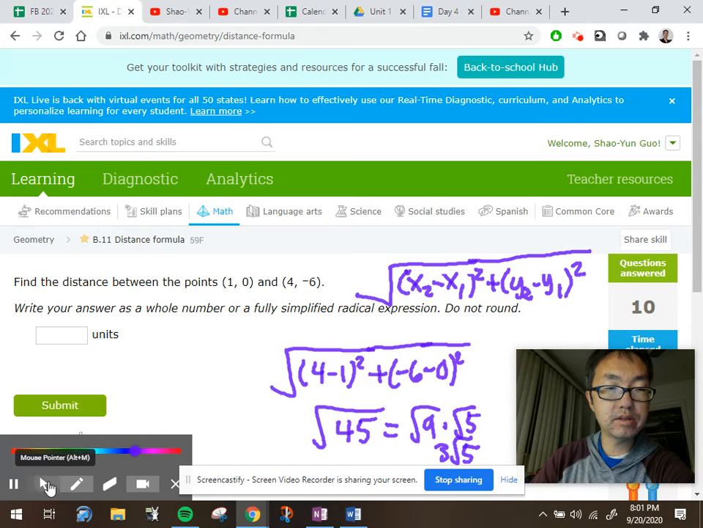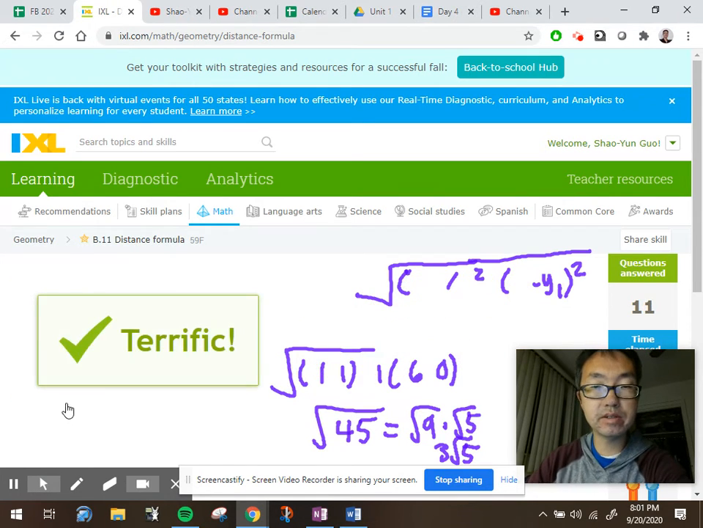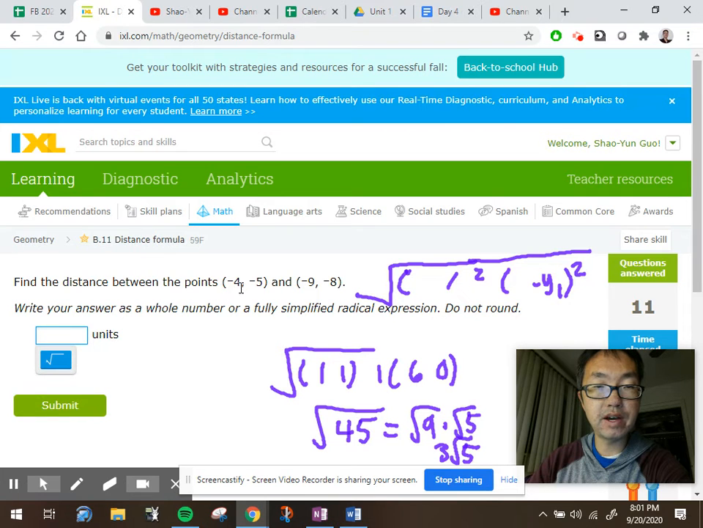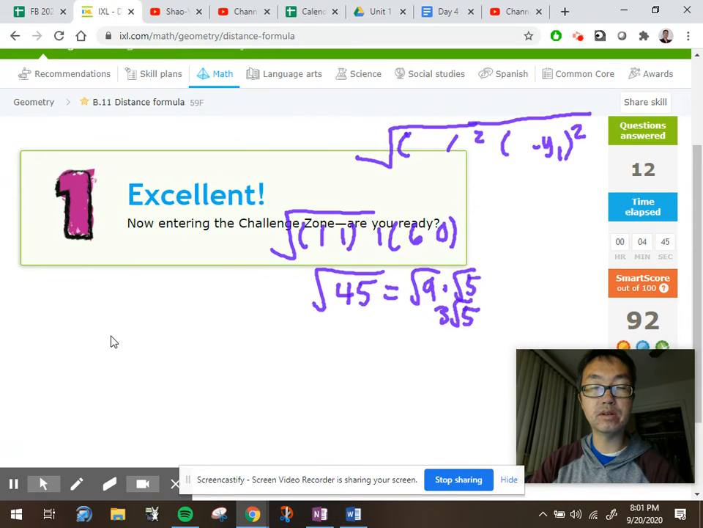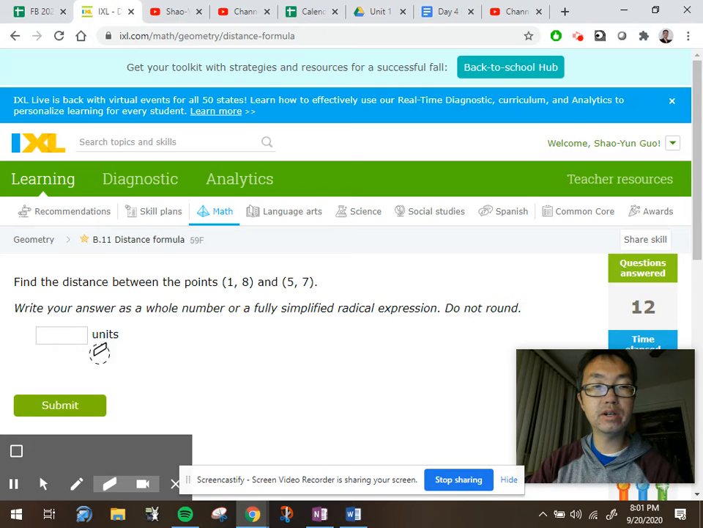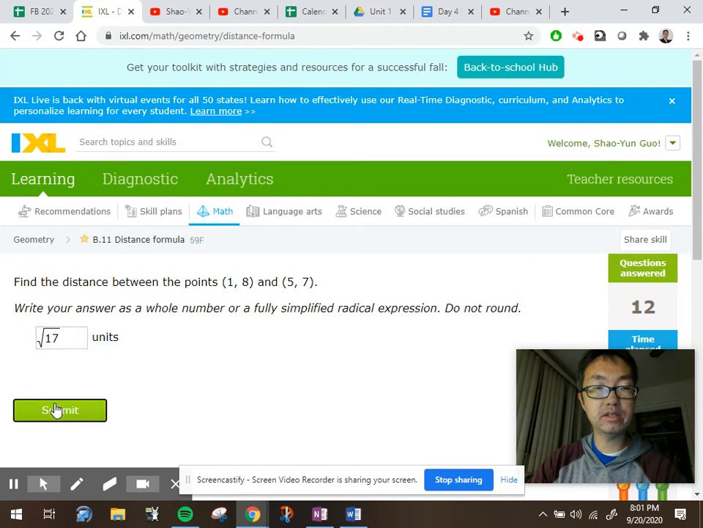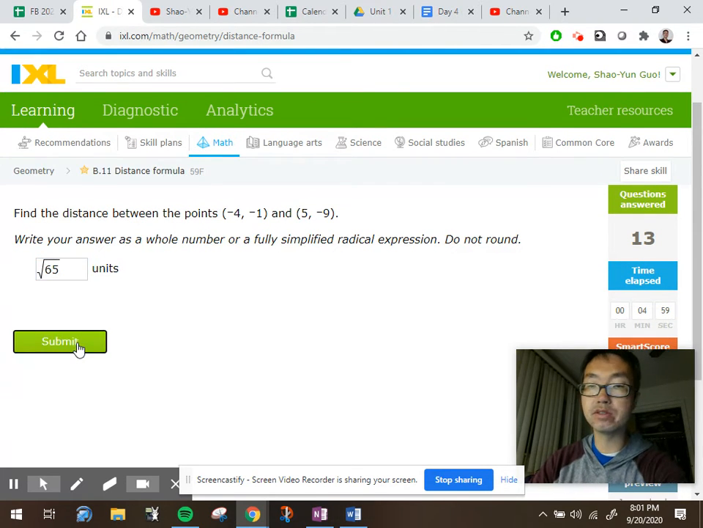All right. 3 root 5 units. 5 and 3, 34. Oh, we're in the challenge zone. 4 and 1 is 17. 17. 1 and 8, 65. 5 times 13, no issues.